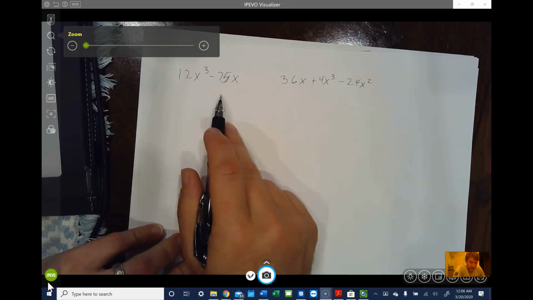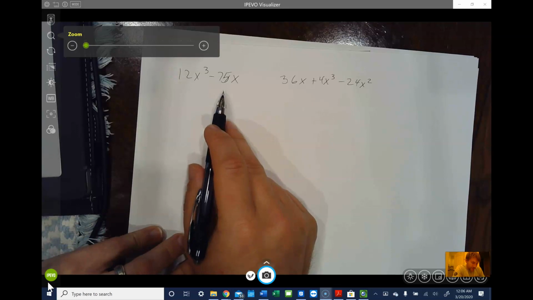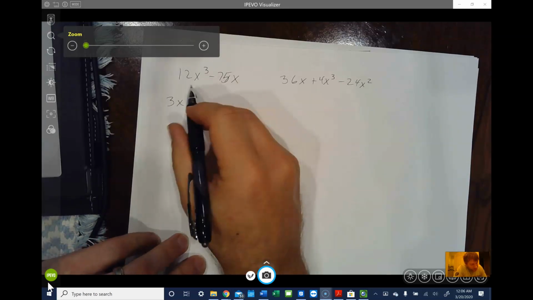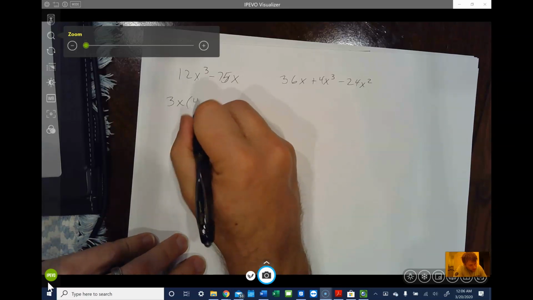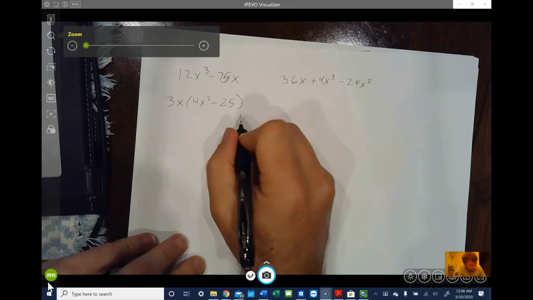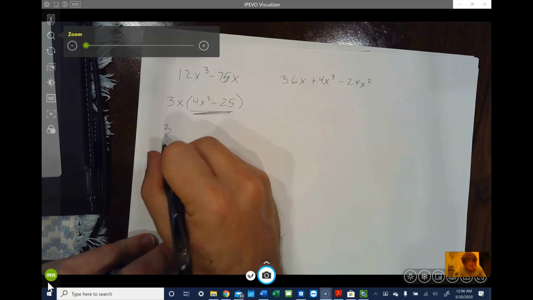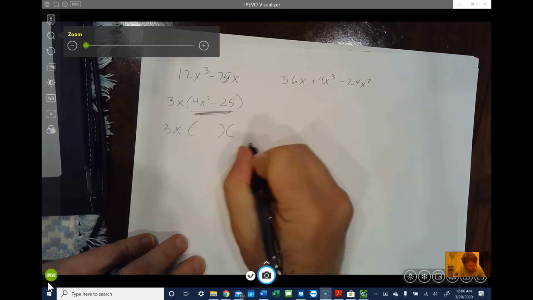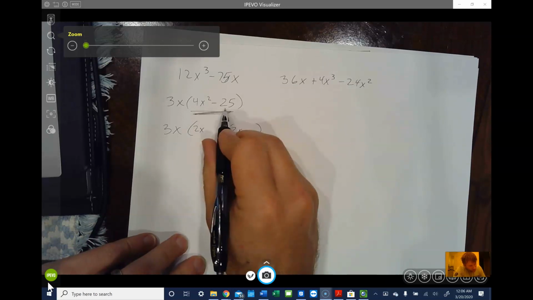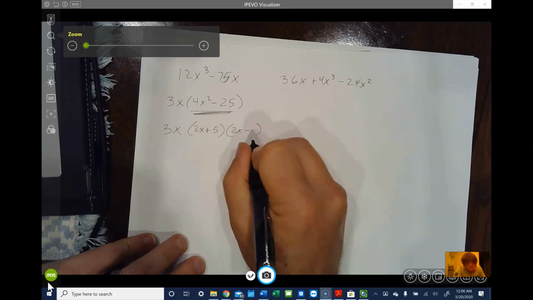What can I do to this? I can factor out a GCF. What GCF can I factor out? I can factor out a 3x. What's left when I factor out 3x? 4x squared minus what here? 25. Right? 3 times 25 makes 75. And then this is a difference of squares. So bring the 3x down. What's the square root of 4x squared? 2x. What's the square root of 25? 5. So plus 5 minus 5.